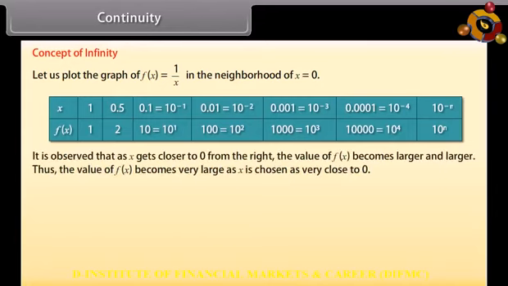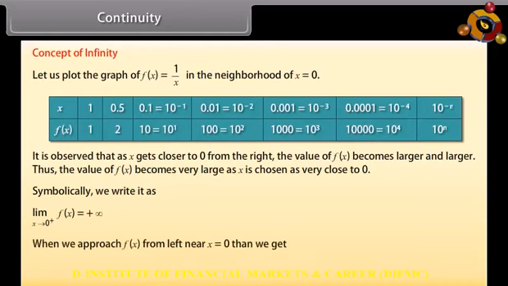It is observed that as x gets closer to 0 from the right, the value of f(x) becomes larger and larger. Thus, the value of f(x) becomes very large as x is chosen very close to 0. Symbolically, we write it as limit x approaches 0 plus of f(x) = plus infinity. When we approach from the left near x = 0, we get limit x approaches 0 minus of f(x) = minus infinity.